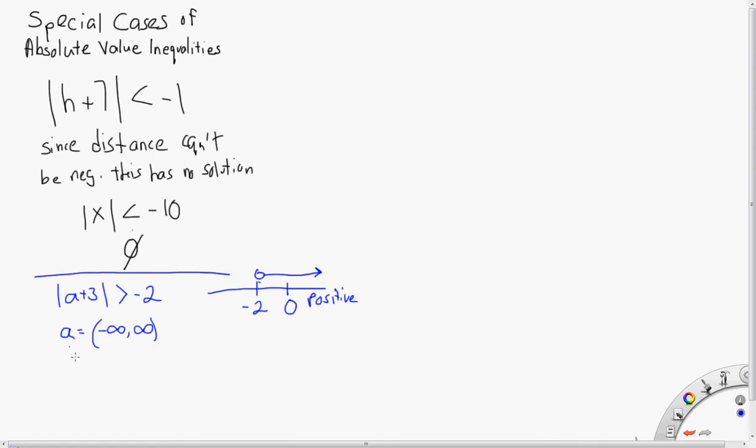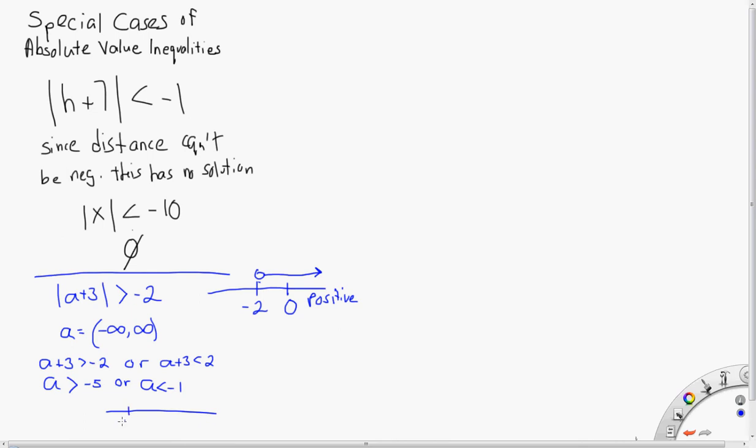Let's say you did this mathematically. What would happen? You would have a plus 3 is greater than negative 2. This is a greater than, so you get the or. A plus 3 is less than negative 2. A is greater than negative 5. A is less than negative 1.